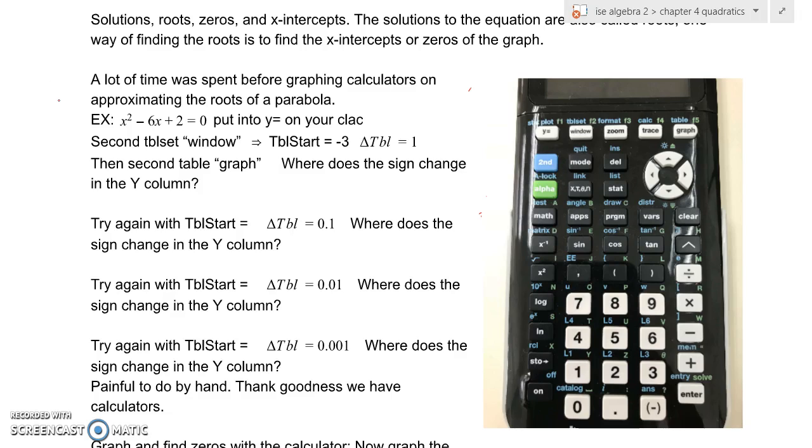And then we are going to go second, calculate. We are going to calculate the 0, which should be the second thing. So you have to go down and hit enter. Down and enter. Or you can just hit 2 and enter. Either way.